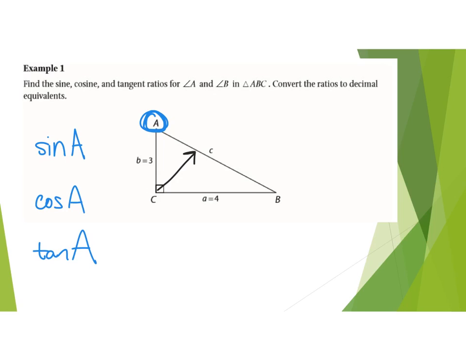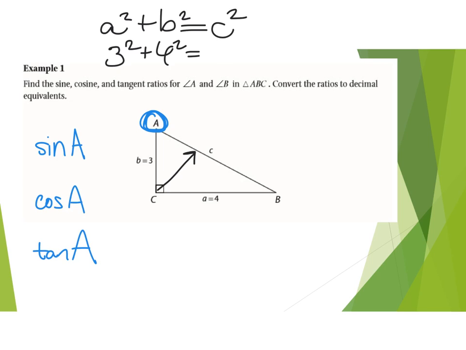So we need to take a break from trig and go do something we know, the Pythagorean theorem, and find that value of C so that we have it. That'll be 3 squared plus 4 squared equals C squared. I'm not going to show all the math. That would be 9 plus 16, 25 equals C squared. C equals 5. So I'm going to put that on our picture.